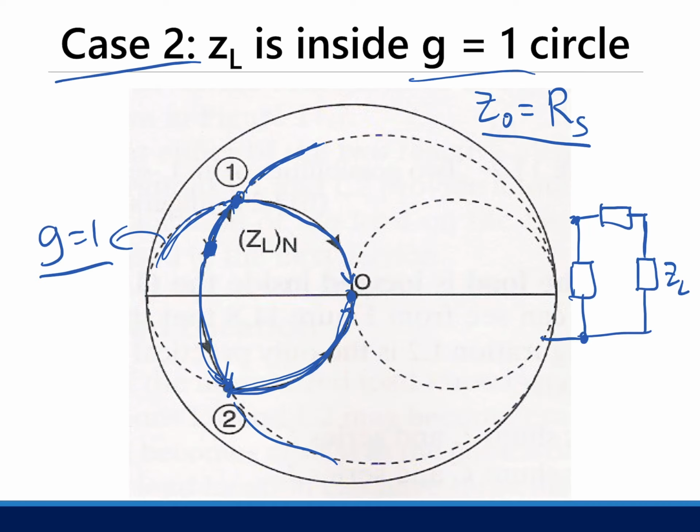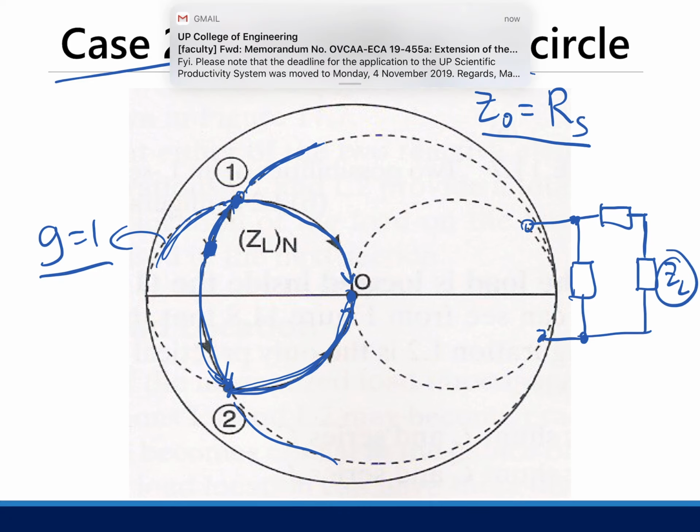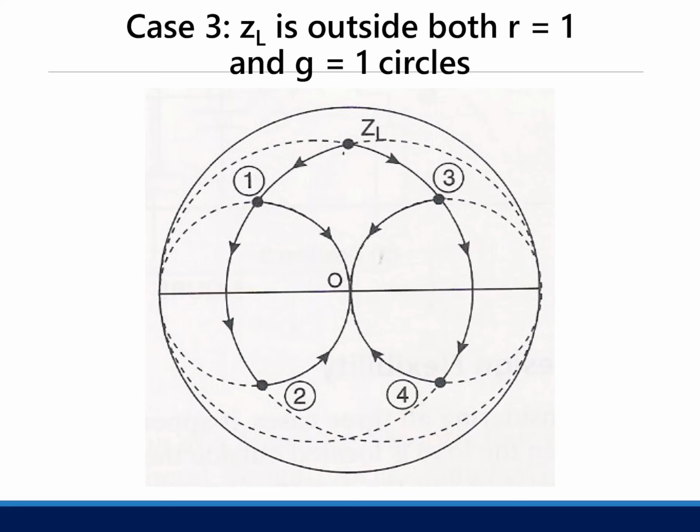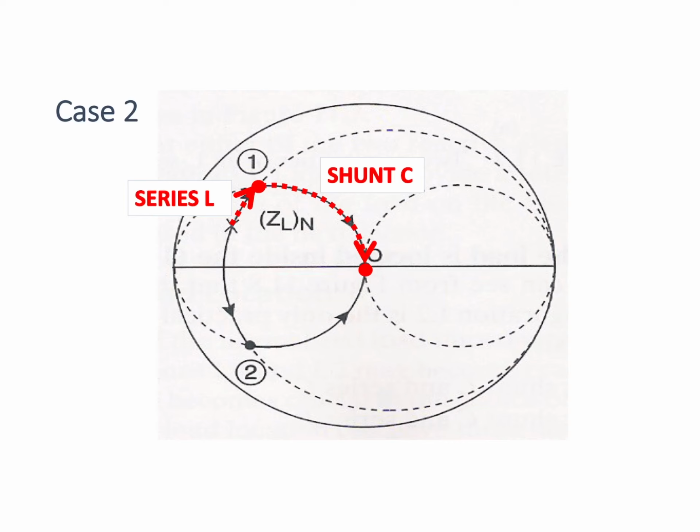You need to connect a shunt element for you to be able to match ZL to your RS. Okay? So, okay, that's what I told you here. And this is some visualization of that. So you connect a series first and then a shunt.